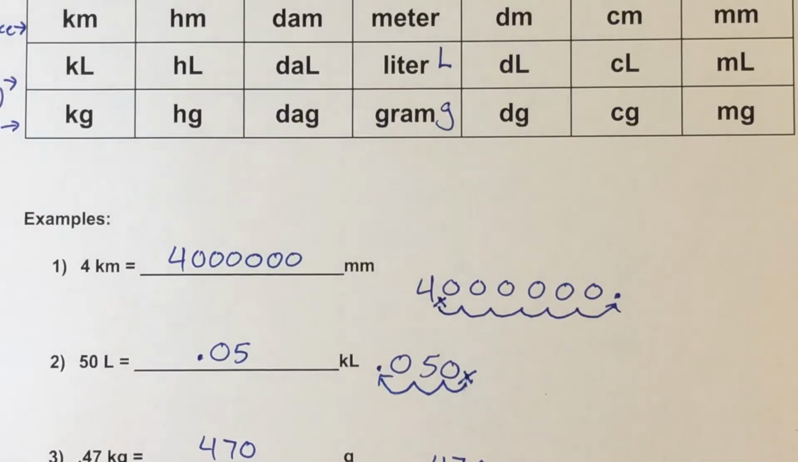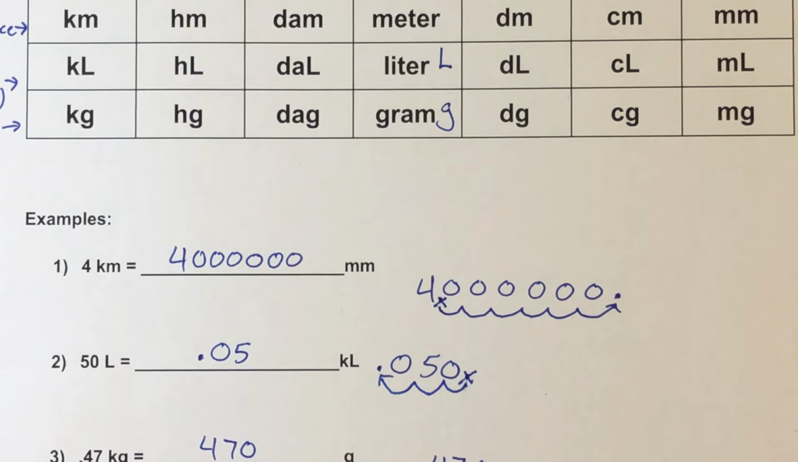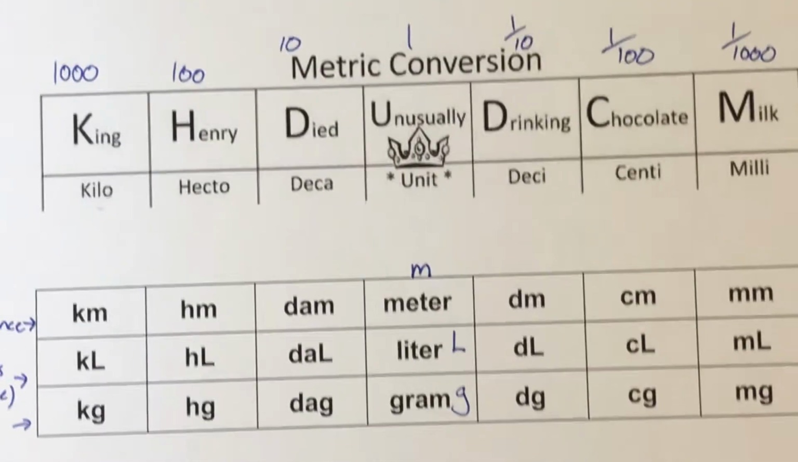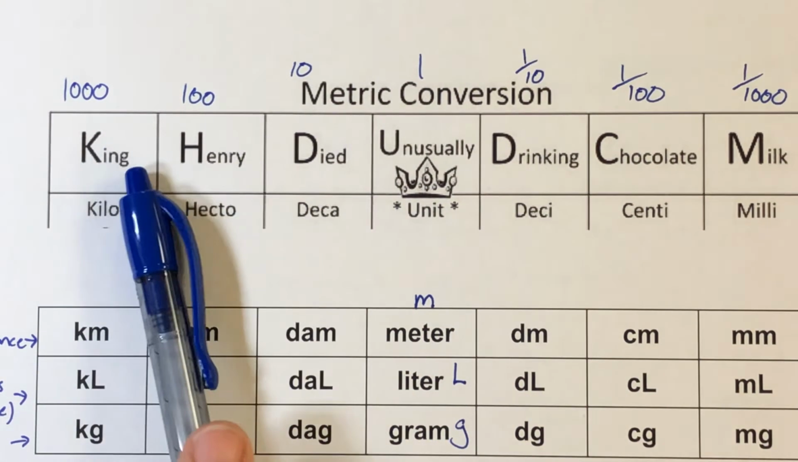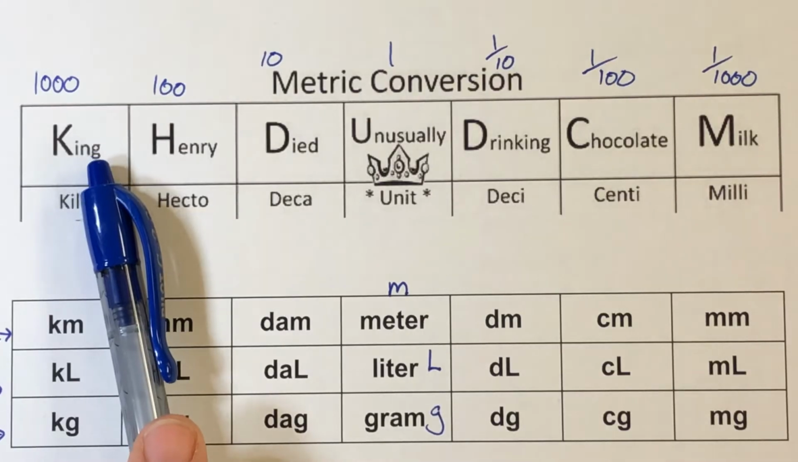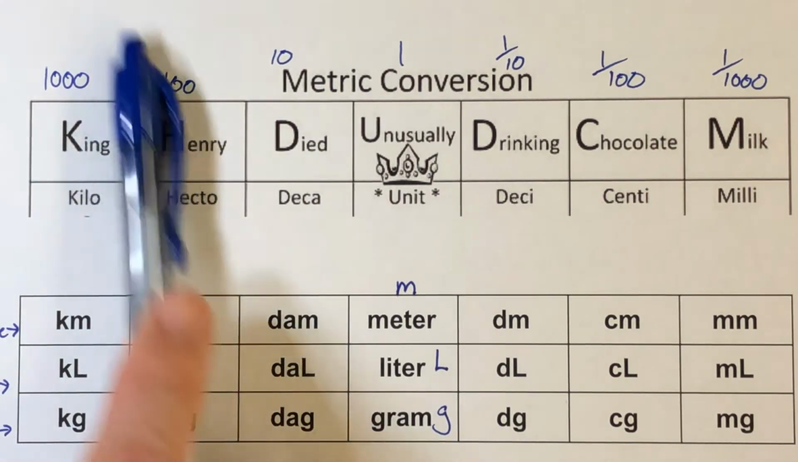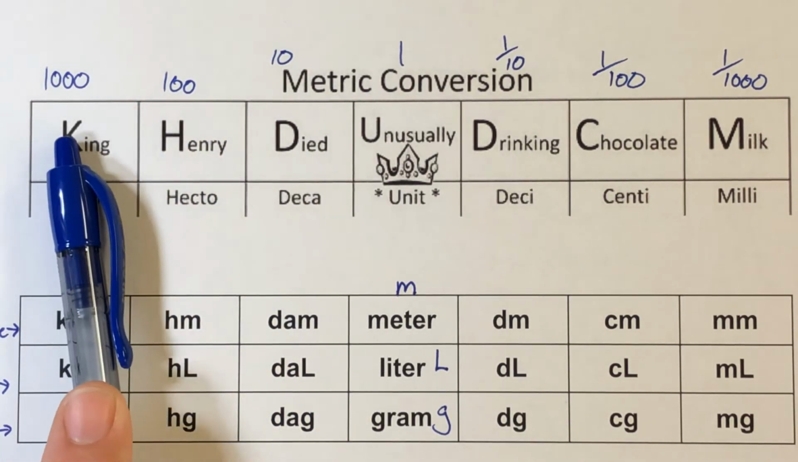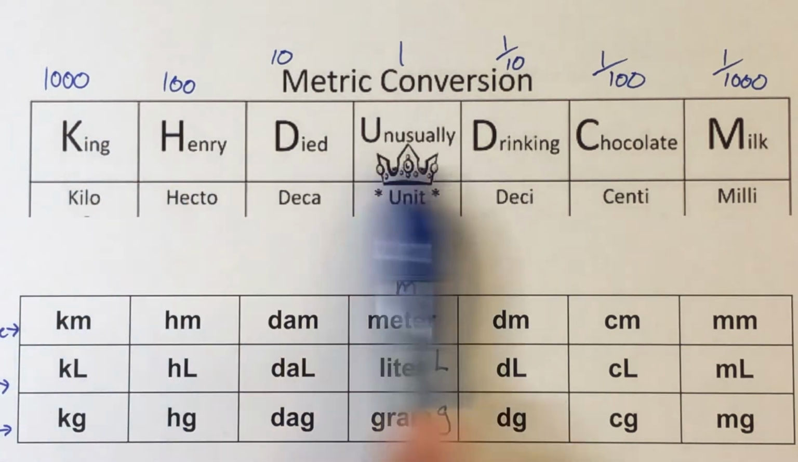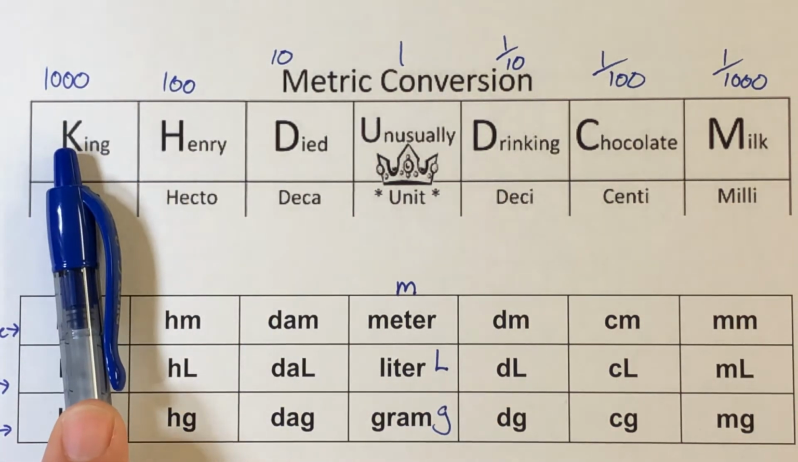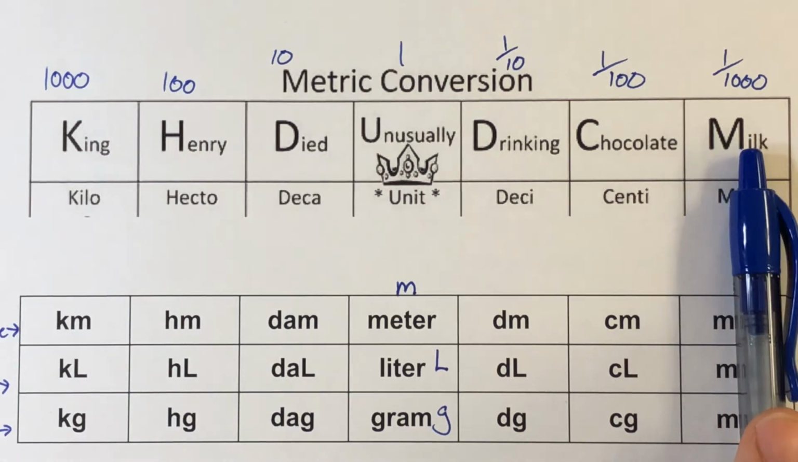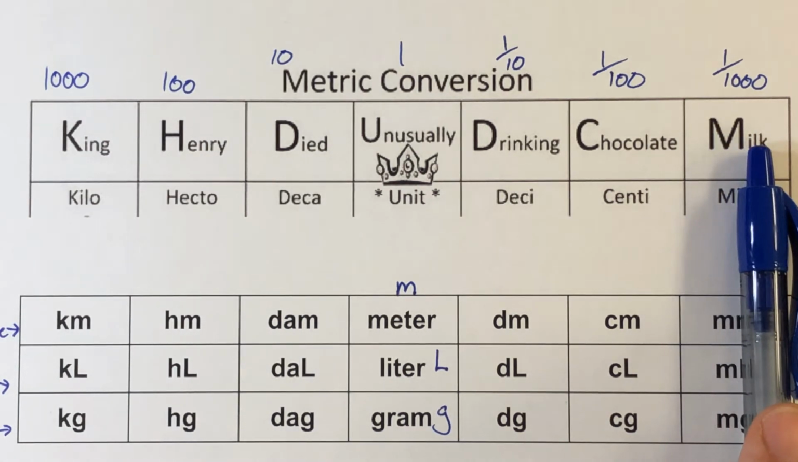All right, I hope this has helped with converting metrics from different sizes. Again, use this acronym to help you, and there are other acronyms out there that will help. This is just a common one. So remember K if you are going from kilo to milli. K is the largest, down to milli or M, which is the smallest.